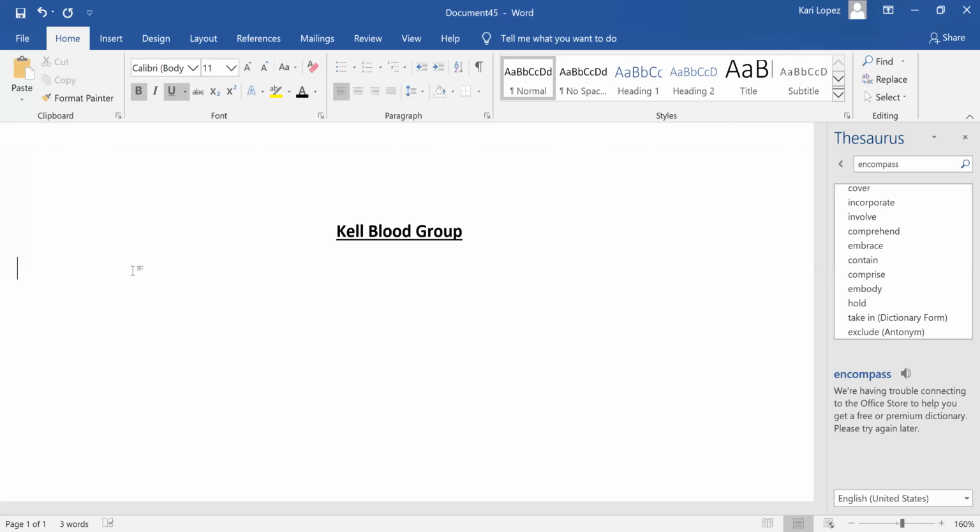So your Kell blood group consists of a big K, and this one's called Kell. And then there's also a little k, and this little k is called Cellano.